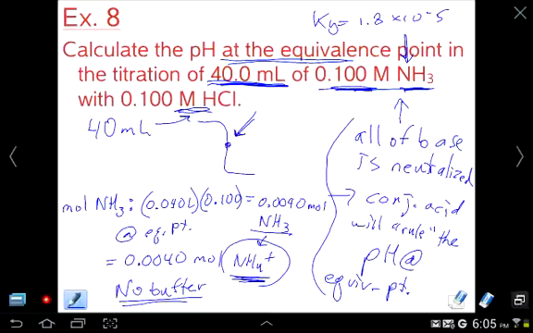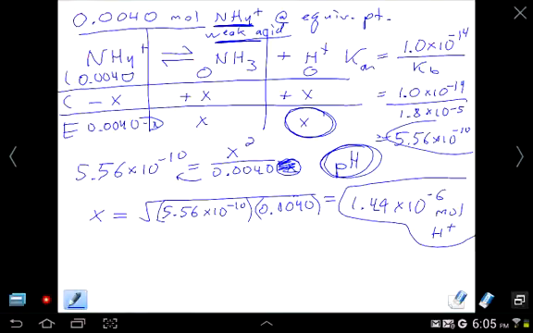This is like we did in example 6. Refer back to example, I think it was example 6, if I'm not mistaken. Yes, example 6. So look back to example 6. But in this case, we have a total of 80 milliliters. Again, you may have to calculate a different value if your molarities of the acid and the base are not the same. So this gives us actually 0.080 liters.